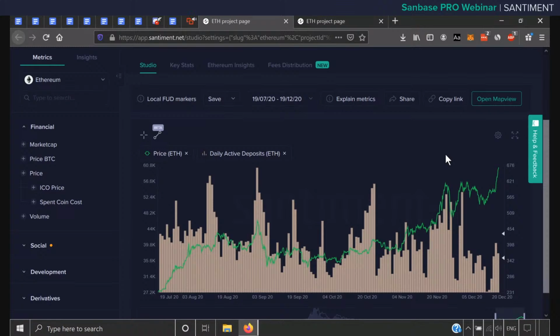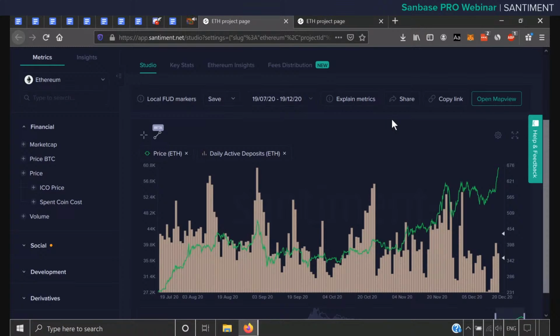Now, a little bit later on, we will show some examples where these spikes in daily active deposits aren't necessarily the worst thing in the world for a coin, especially when a coin is in a price downtrend and we notice these spikes in daily deposits. That usually points to short-term holder capitulation, for example, somewhere around here, or here, and tends to earmark local bottoms.